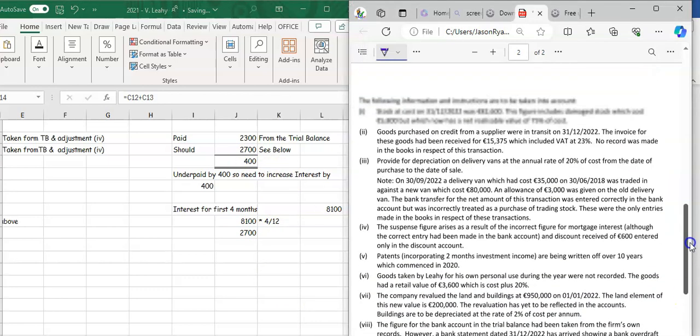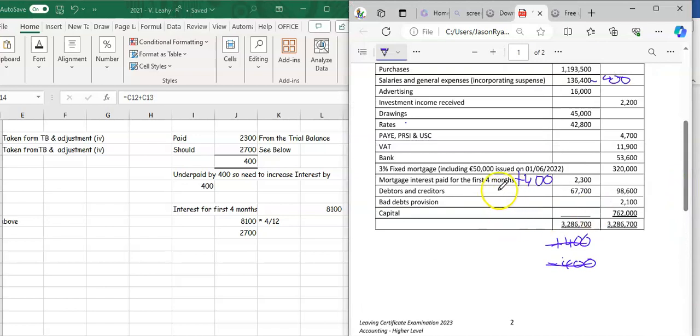So then on my trial balance, I'm saying I need to add 400 onto this 2,300. That means my debit side is now up by 400. My suspense is part of salaries and general expenses. That's on the debit side. So I need to take away 400 from it to make my debits and credits equal.